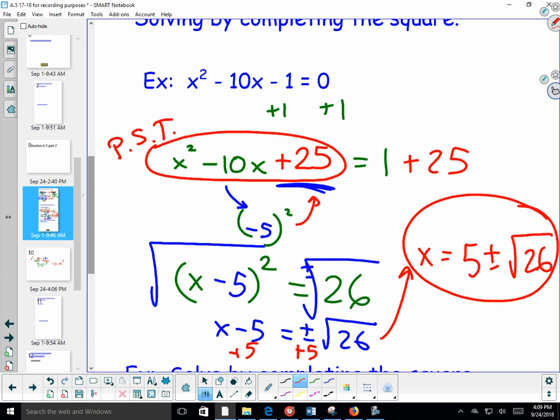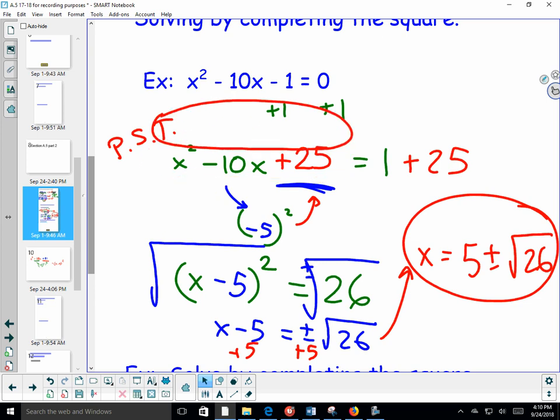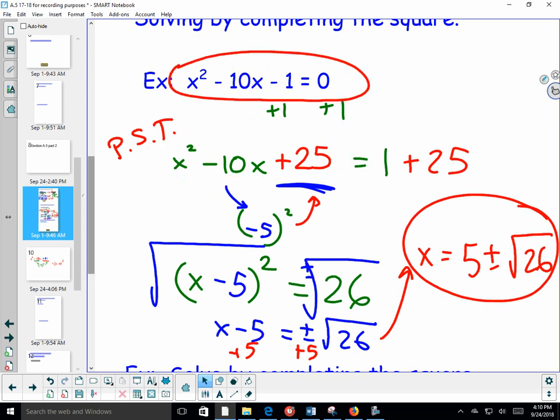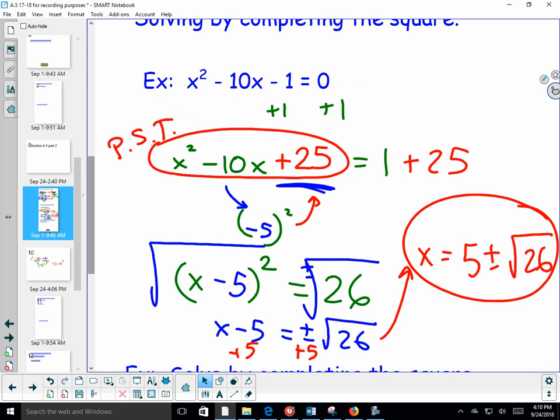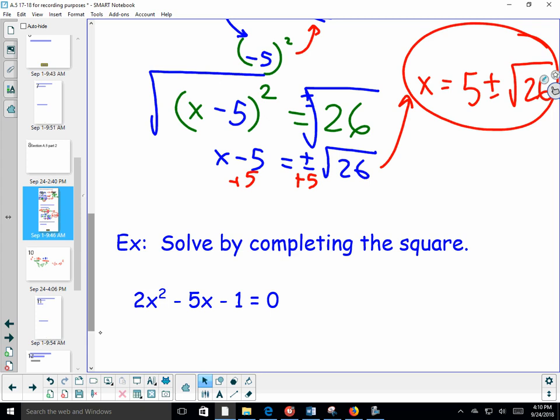All right, so those are my two exact solutions for this. Well, I guess we can plug them back into the original equation and show that they are going to work. But we're not going to do that right now. So let's try this next example.